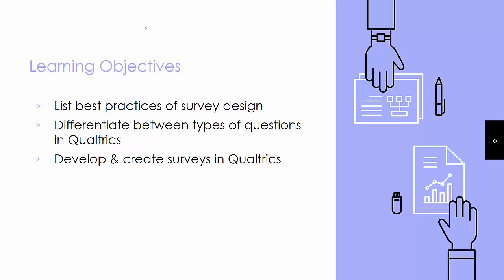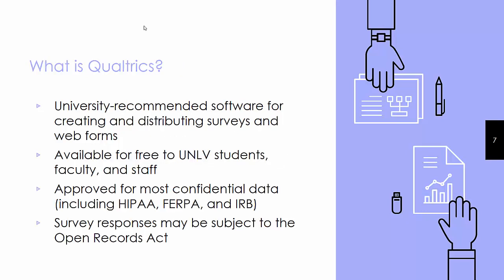So today's learning objectives are to list best practices of survey design, to differentiate between types of questions in Qualtrics, and at the end we'll also have an activity in which you develop and create a survey. So what is Qualtrics? Qualtrics is a university-recommended software for creating and distributing surveys and web forms. It is available for free to UNLV students, faculty, and staff.